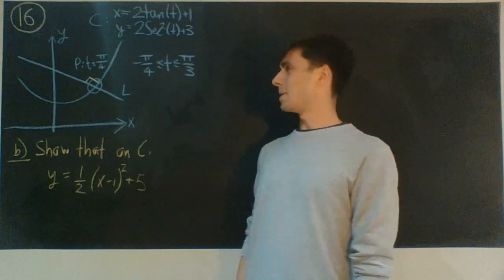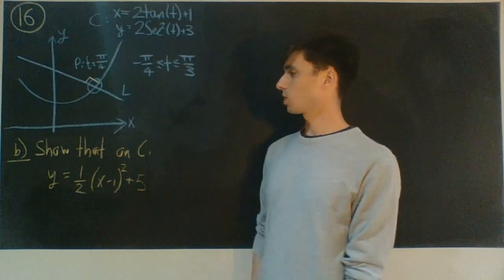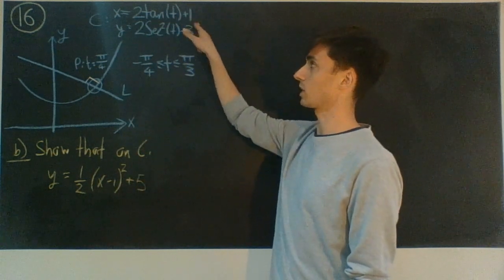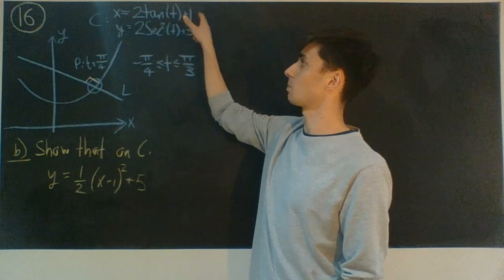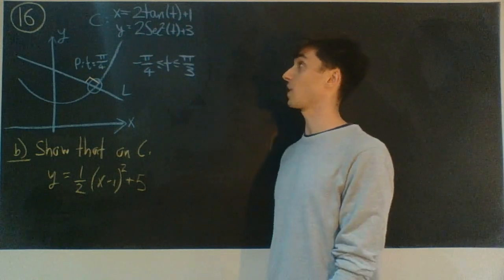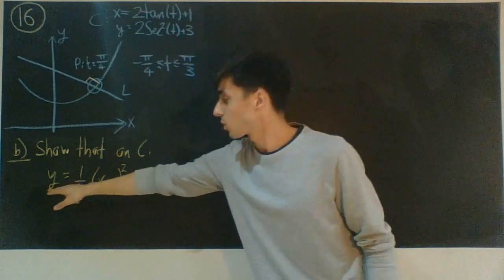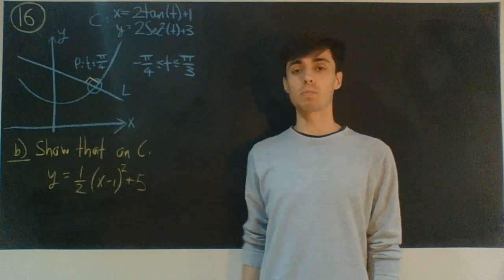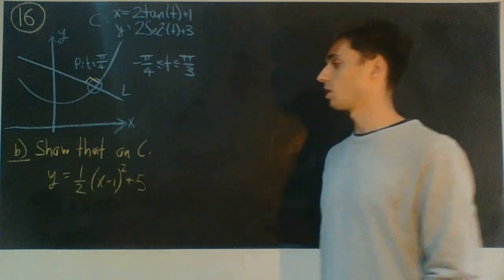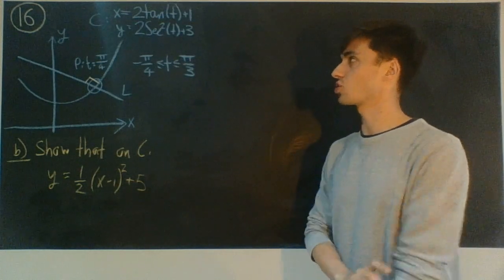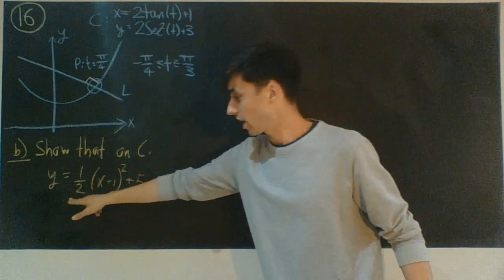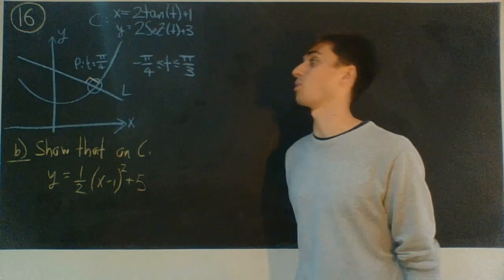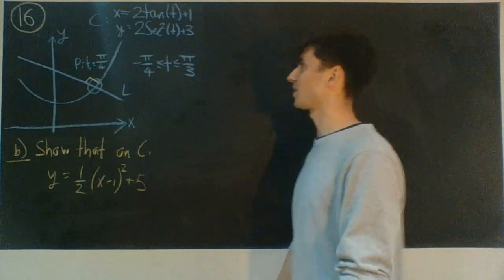Okay, for part B of this question, we would like to show that on the curve C, which is of course defined parametrically like so, x equals 2 tan t plus 1, y equals 2 sec squared t plus 3, we'd like to show that on this curve, y equals a half brackets x minus 1 squared plus 5. And the best way to do this is just directly. So we can take this right hand side, we can work out what this gives us, and hopefully it will agree with y. Let's try it then.